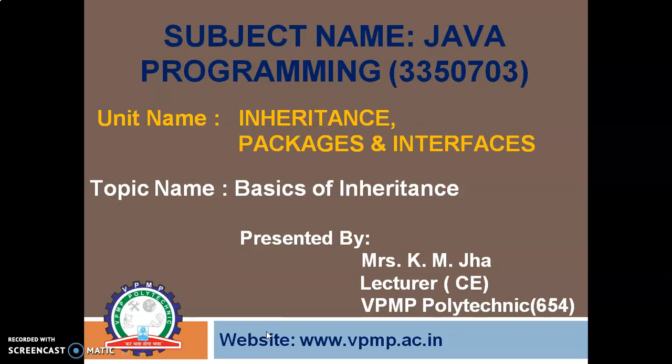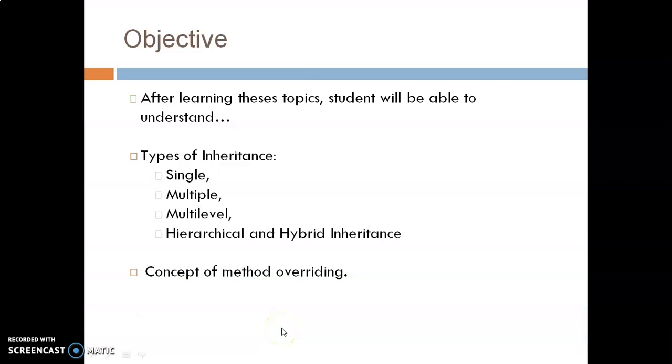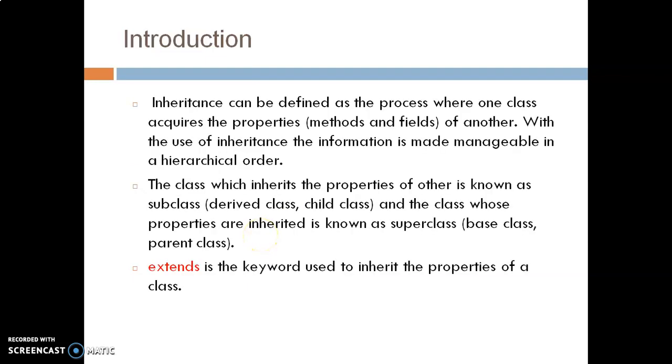I am here again with my new module from Java programming. The unit name is Inheritance, Packages and Interfaces, and the topic that I am going to talk about here is the Basics of Inheritance. Now we will see the objective. After learning this module, students will be able to understand types of inheritance and the concept of method overriding. When we are talking about inheritance types, we are going to see single inheritance, multilevel, hierarchical as well as hybrid inheritance. So first of all, we will talk about inheritance.